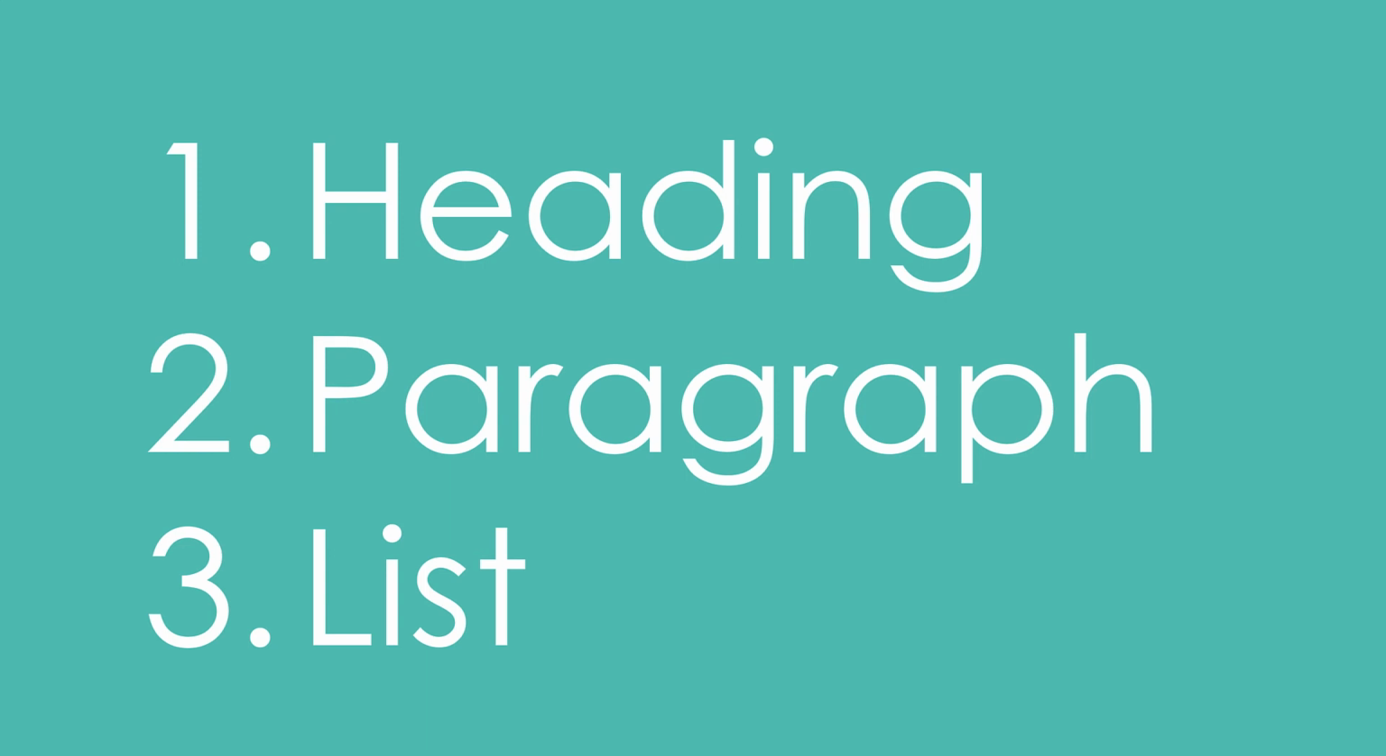So the three most common types are headings, paragraphs, and lists. Headings are what they sound like. They're headings for areas of content. Paragraphs are kind of your default element for just general text, and lists store ordered lists of information.